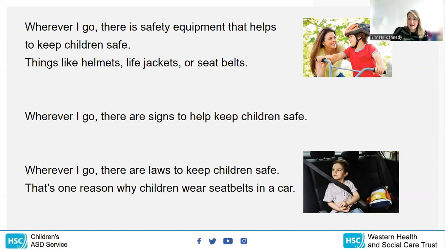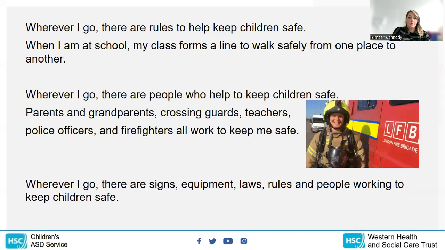Wherever I go, there are signs to help keep children safe. Wherever I go, there are laws to help keep children safe. That's one reason why children wear seatbelts in a car. Wherever I go, there are rules to help keep children safe. When I'm at school, my class forms a line to walk safely from one place to another.